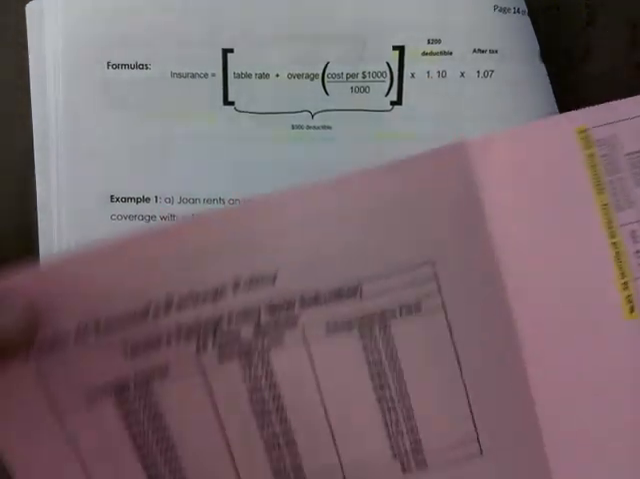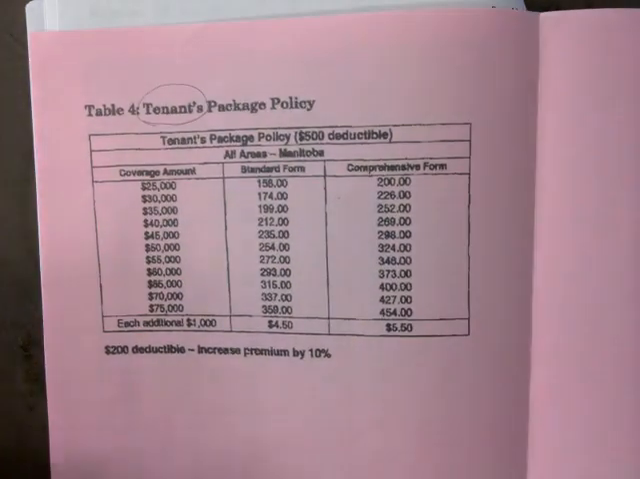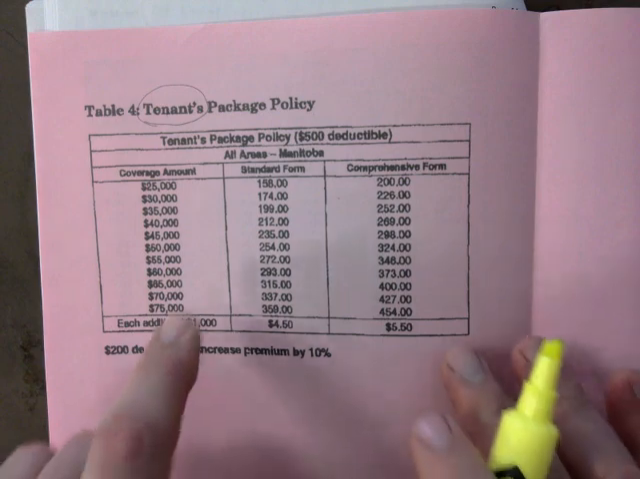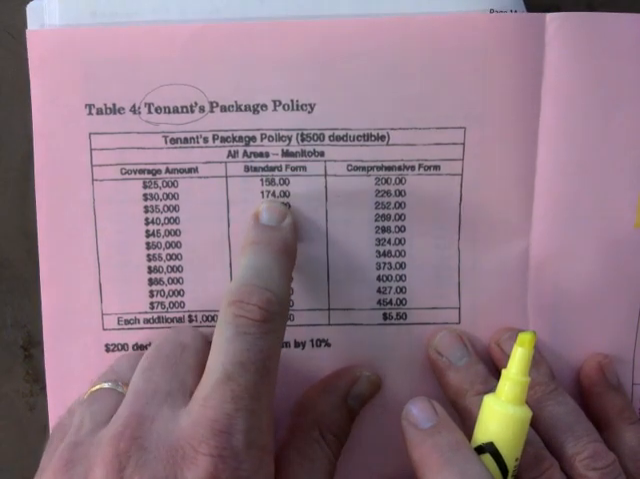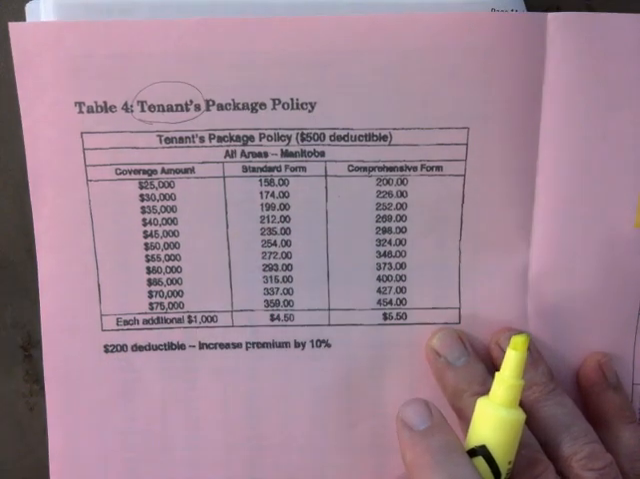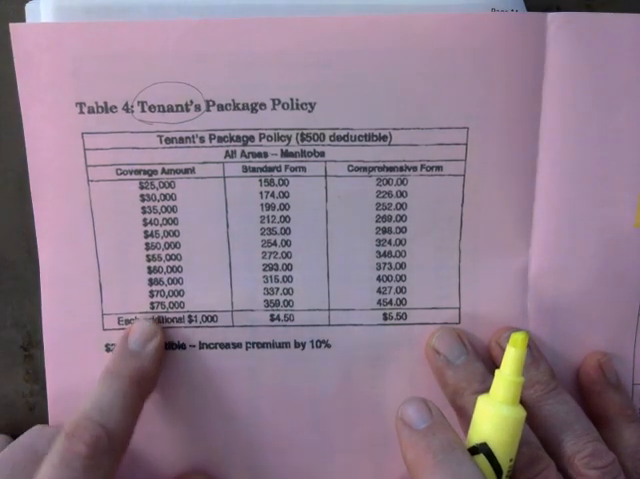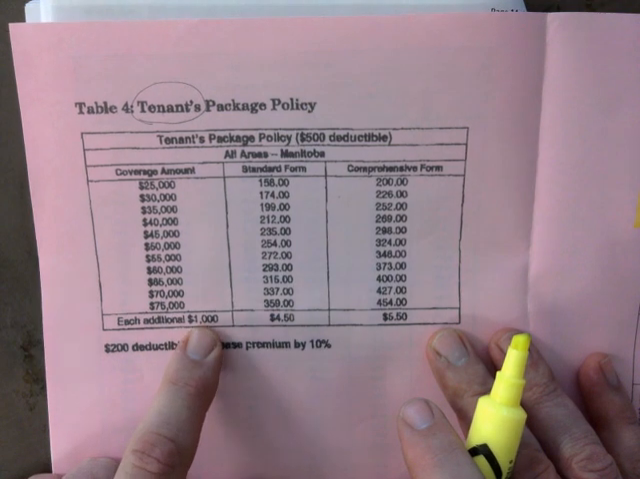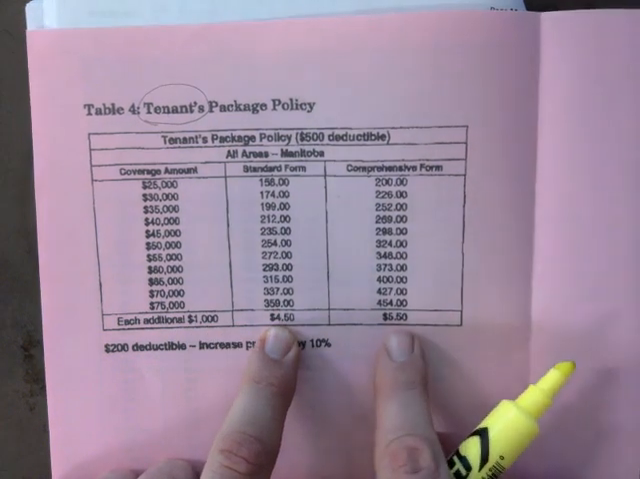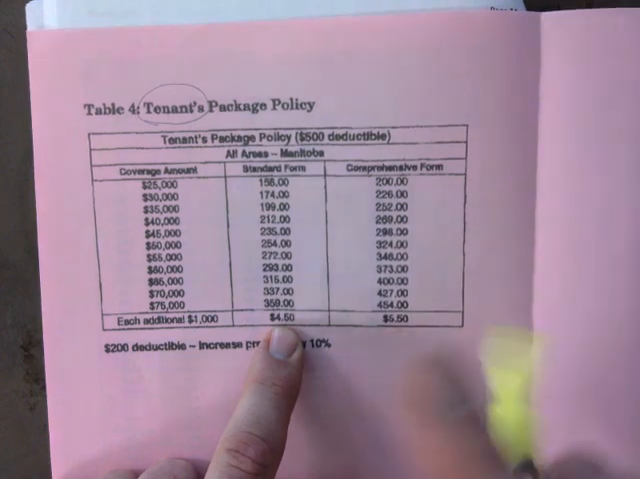Taxes goes without saying. Go to the tenant policy. That one is a lot friendlier. It's not as overwhelming. It doesn't matter where you live. All of Manitoba pays the same, because I guess your stuff is the same here as anywhere else. Anyways, the coverage amount goes all the way up to $75,000, and then for every additional $1,000 of coverage, we're going to pay more.